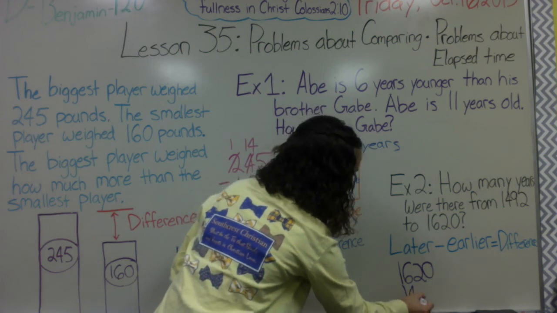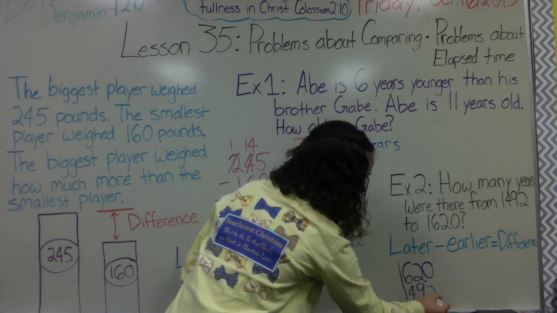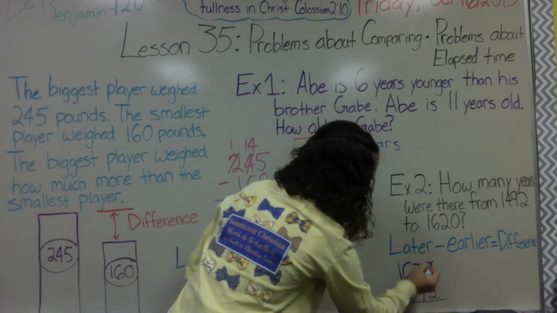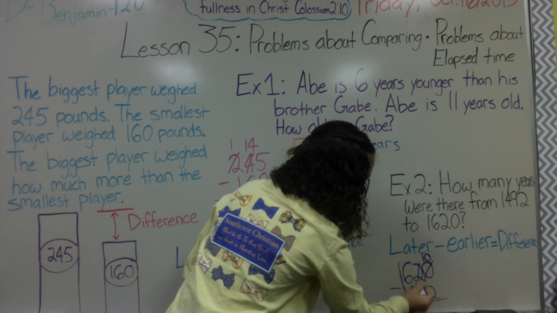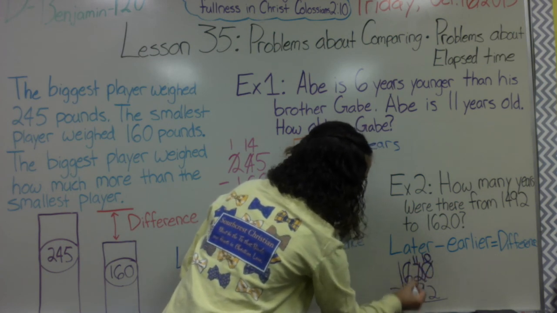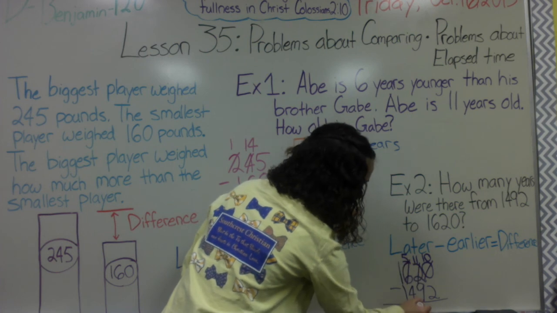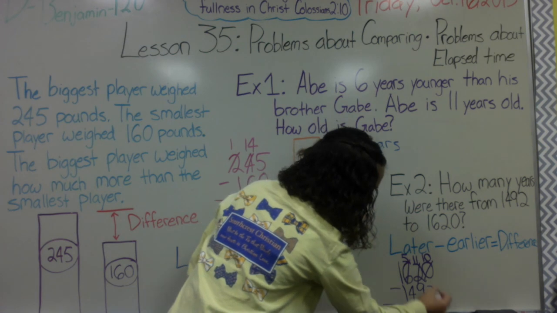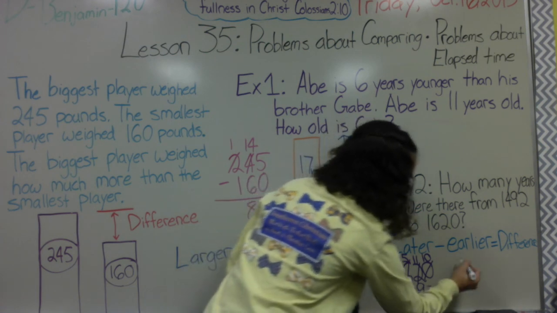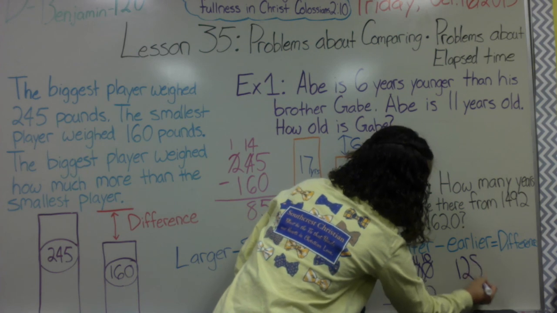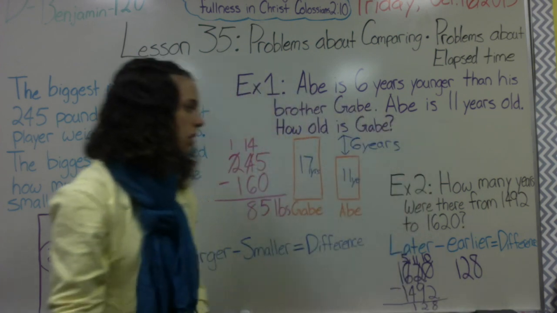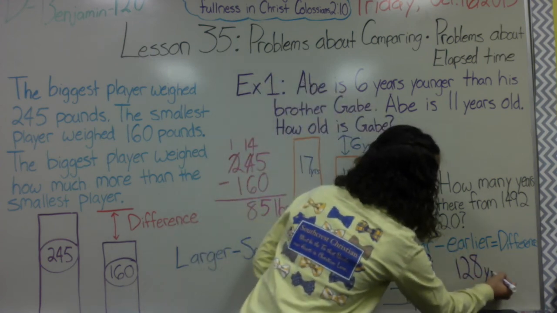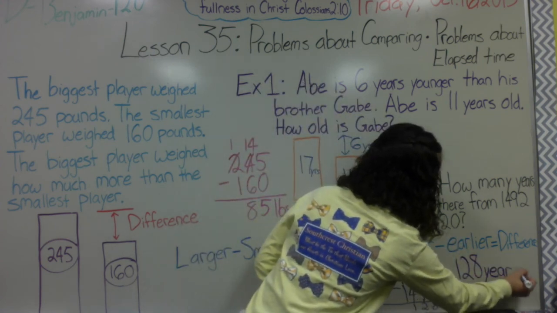Like that they used 1492 because that's when Columbus sailed the ocean blue. I'm going to subtract. I'm going to do some borrowing. There's 10, that becomes 1, then it becomes 11. This becomes 5. So this is really tiny, so I'll rewrite it again, don't worry. So I have a 128-year difference. So how many years were there from 1492 to 1620? 128 years would be my answer. That's the difference between those 2 years.